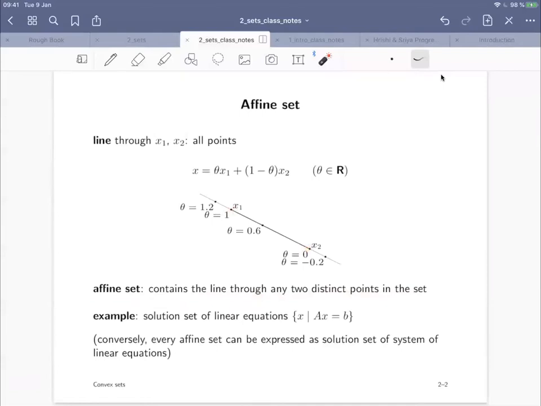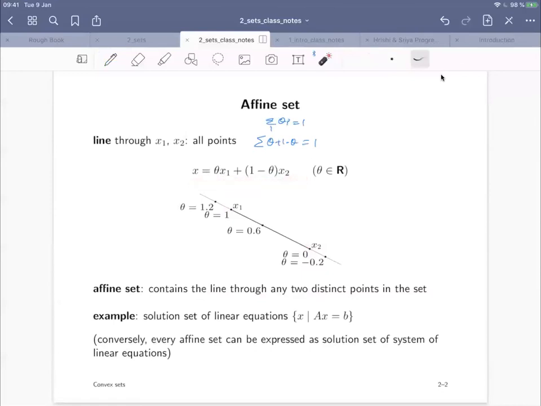So I am forming a new line x such that it is defined by theta x1 plus 1 minus theta x2. If you notice, it is similar to our previous discussion. This is an affine combination because if you add theta plus 1 minus theta, this will be 1. So this is equivalent to our previous discussion where we say that the weighting coefficients should add to 1, right? So here, this is an affine combination.